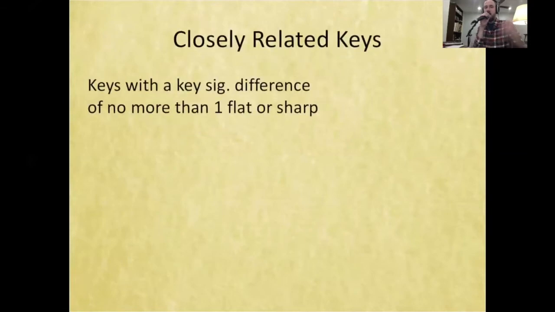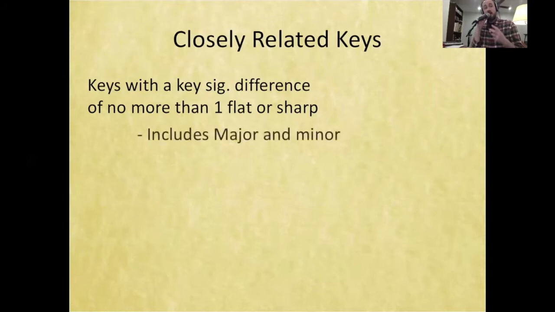And when we do this, what we're really talking about at the core here is what we call closely related keys. Closely related keys. And very simply, the definition of a closely related key is that it's a key with a key signature difference of no more than one flat or one sharp. So these are keys that are really close. And of course, when we talk about that, we know that we've got all these different kinds of keys.